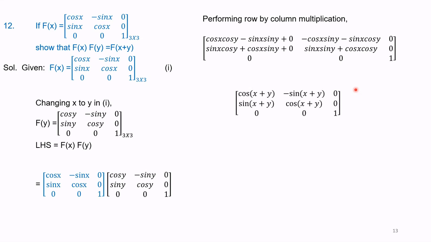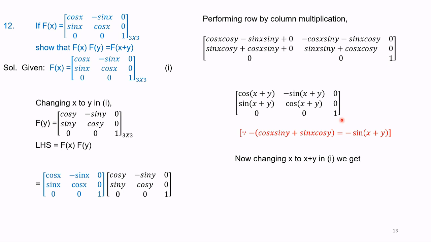Simplifying, we know the formula cos x cos y minus sin x sin y is, from our trigonometric knowledge, cos of x plus y. Similarly, if we take out minus, cos x sin y plus sin x cos y is minus of sin of x plus y. So 0 is as it is. Similarly here, sin x cos y plus cos x sin y is sin of x plus y. And here it is sin x sin y plus cos x cos y, which is cos of x plus y. And the remaining items: the next item is 0. The last row is 0, 0, 1.